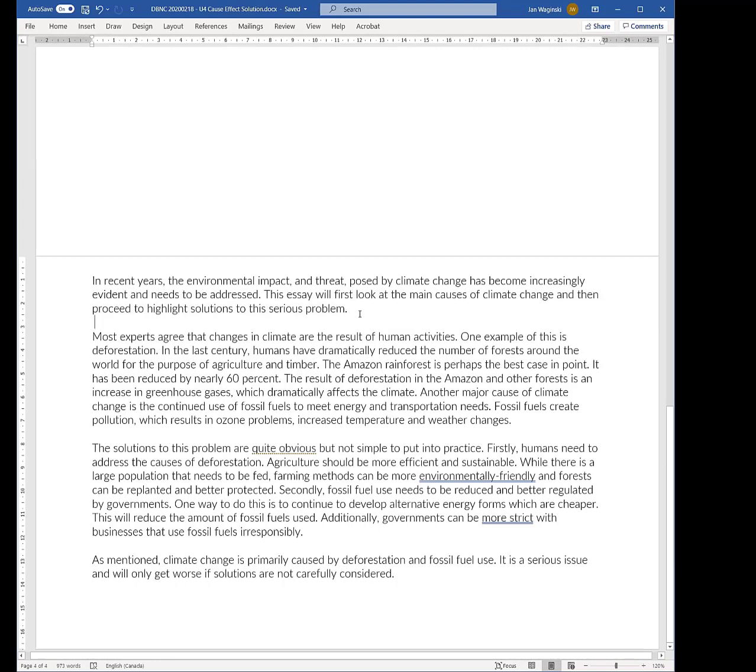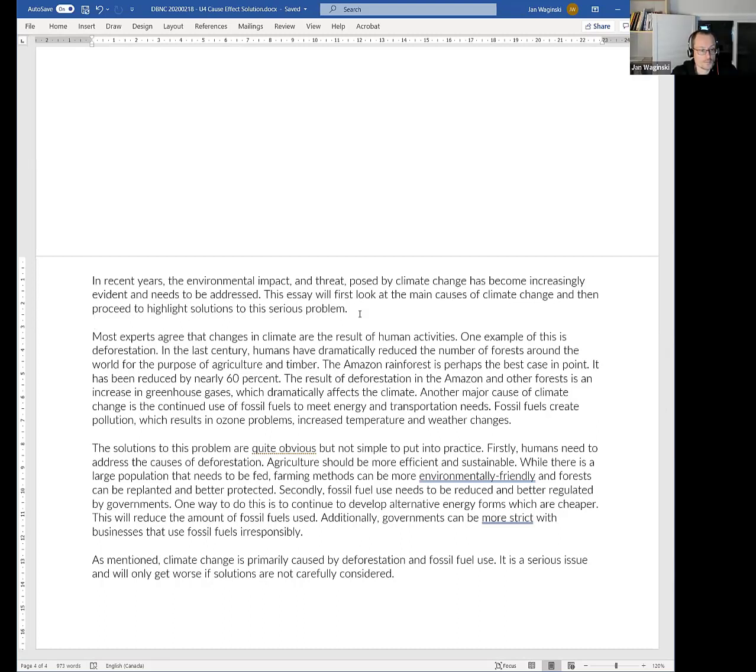In recent years, the environmental impact and threat posed by climate change has become increasingly evident and needs to be addressed. This essay will first look at the main causes of climate change and then proceed to highlight solutions to this serious problem. Go ahead, one more paragraph, and then Oksana can read the rest.